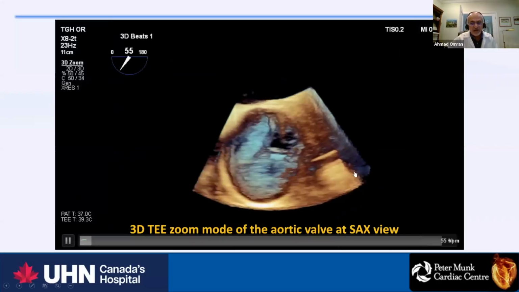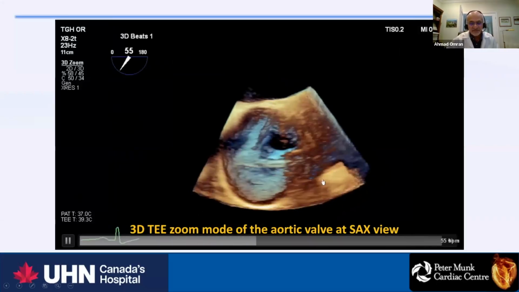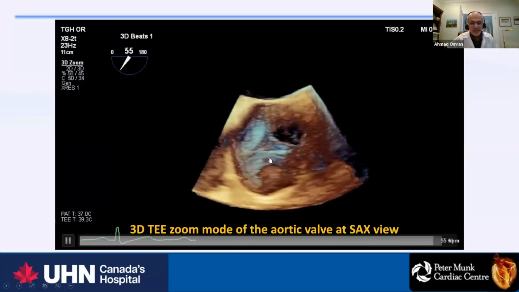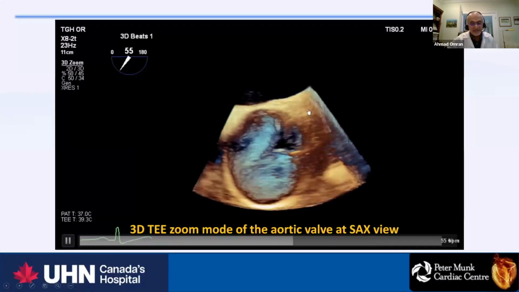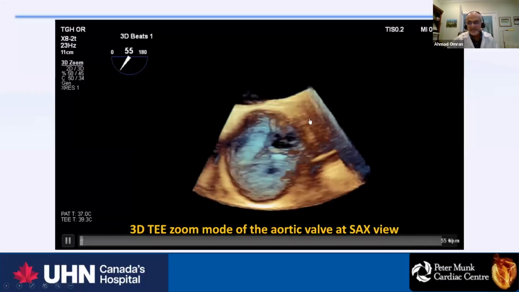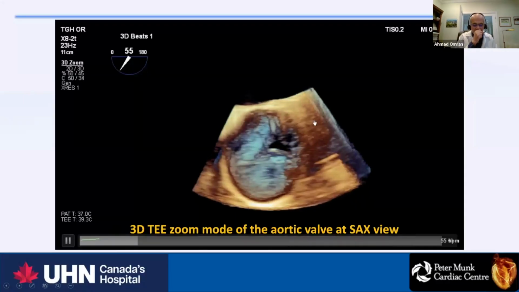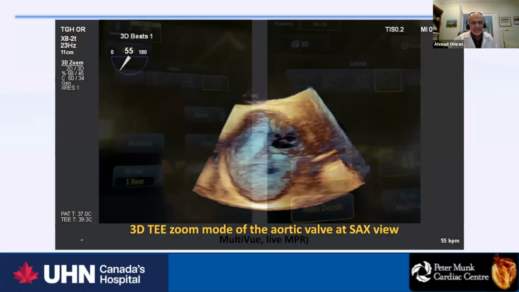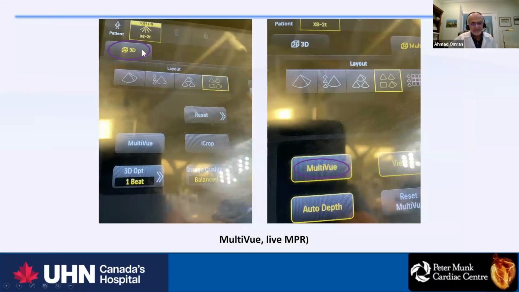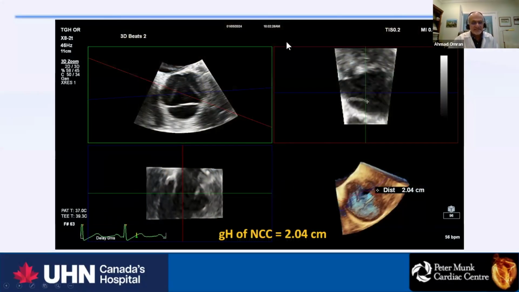So now I will show you how we measure the geometric height of each leaflet. This is the 3D zoom mode of the aortic valve, short axis, and we get it in one beat, not multiple beats, because if you stitch multiple beats together, the measurement will not be very accurate. Then we have 3D. This is the machine that we use in our center, the EPIQ, and we have software called multi-view. We press that one, and we have this quad screen.